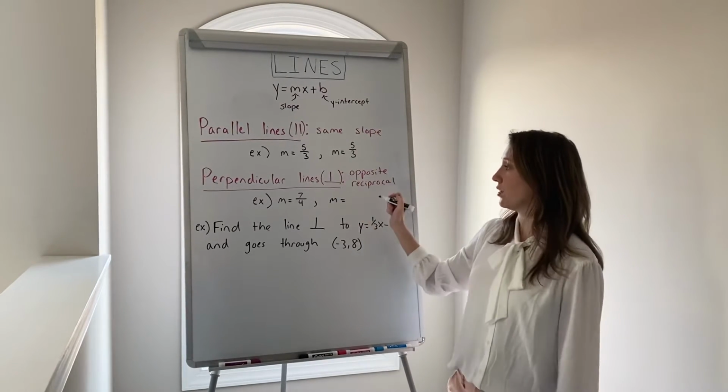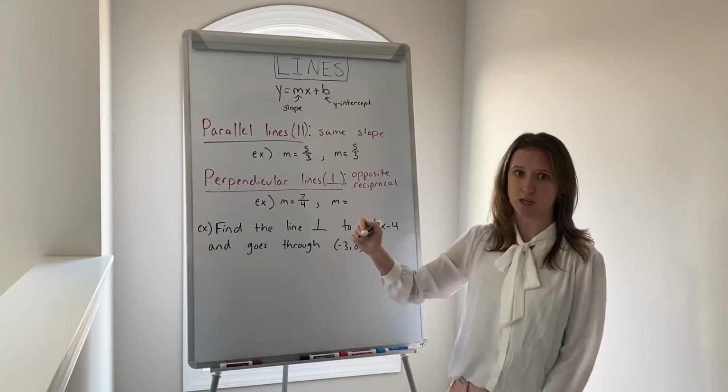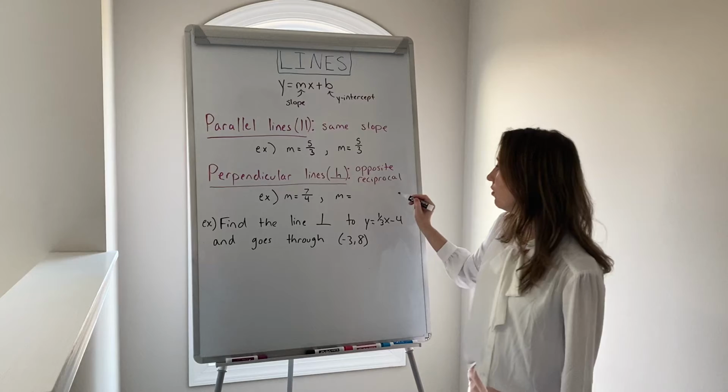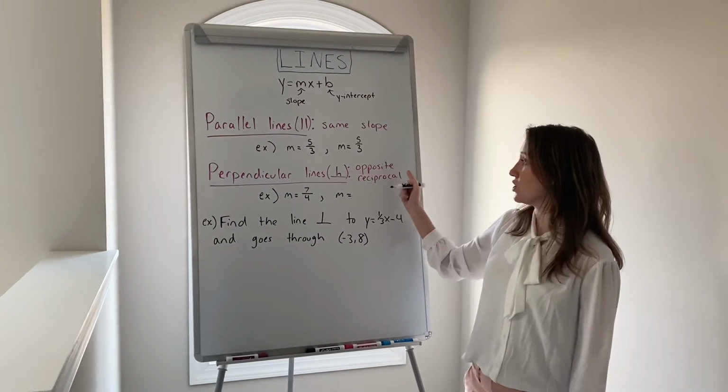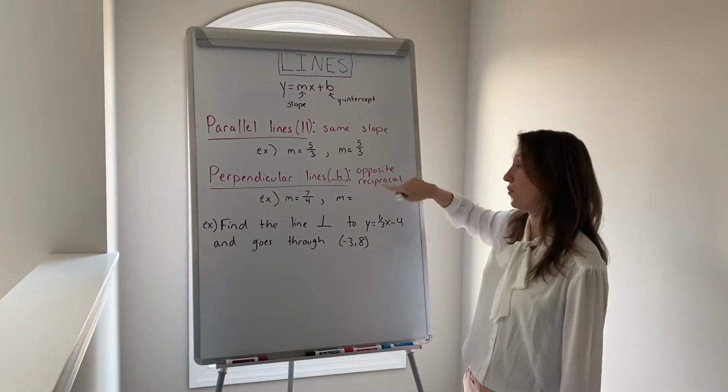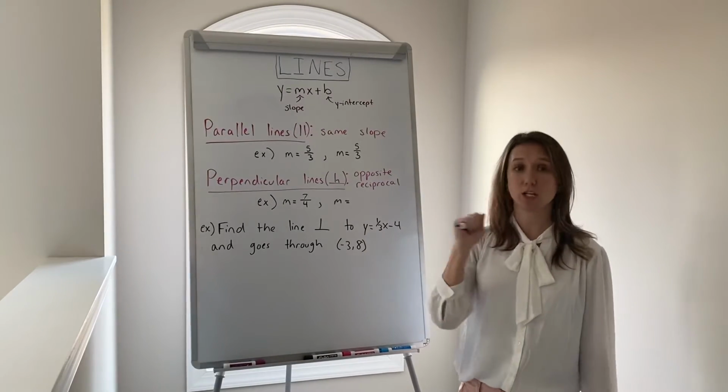Now perpendicular lines, and this is a symbol which just shows what a perpendicular line is, it means it forms a right angle. When you want to find the slope of those, they're the opposite reciprocal. So what that means is you flip the fraction and you change the sign.